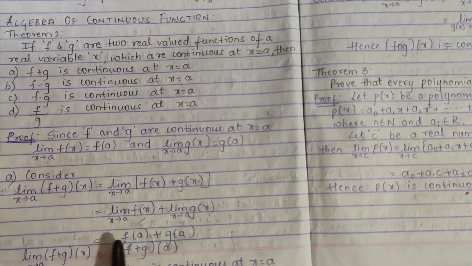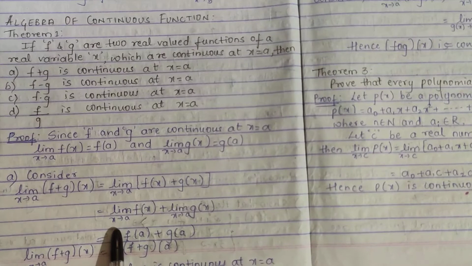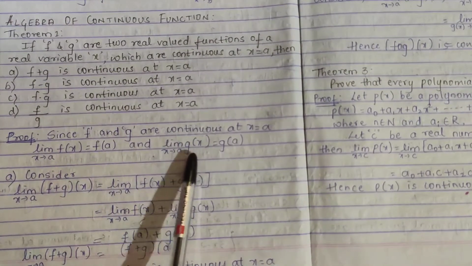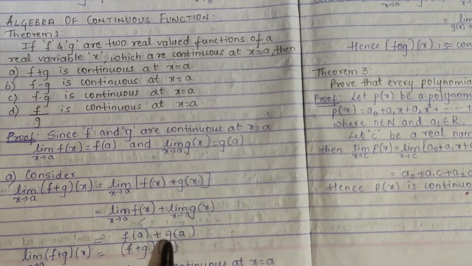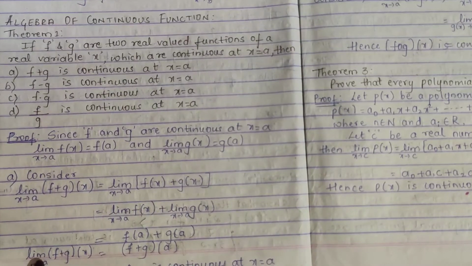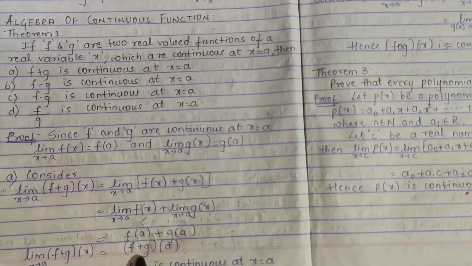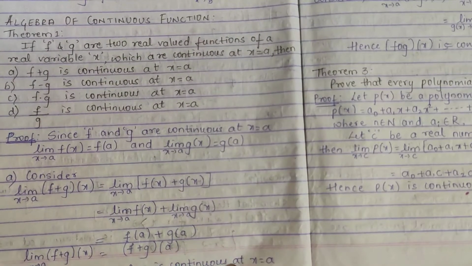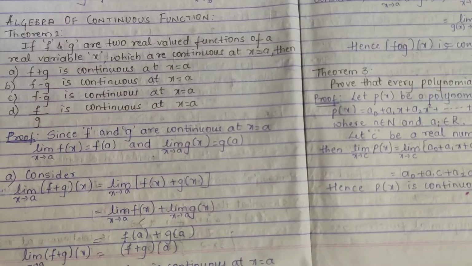According to the definition, limit of f of x as x tends to a is what? f of a. So directly I am writing f of a. Limit of g of x as x tends to a is what? g of a. So directly I am writing g of a. In this both have a common, so f plus g of a. So limit of f plus g of x as x tends to a is equal to f plus g of a. Hence the function f plus g is continuous at x is equal to a.